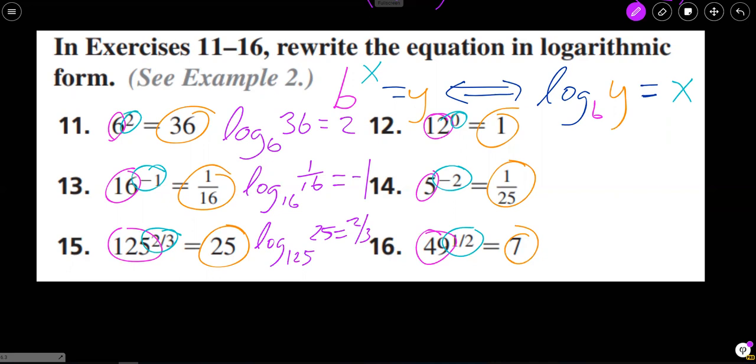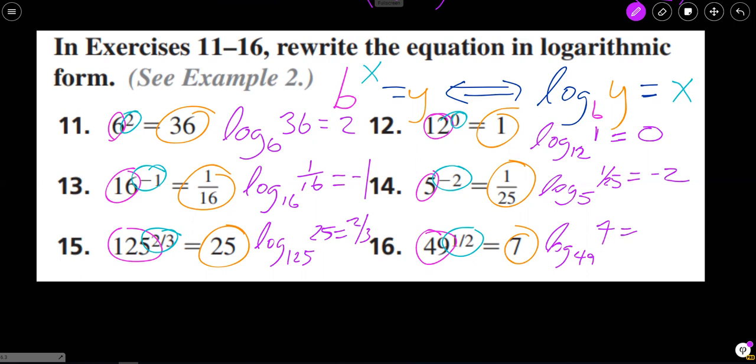And then over on the right side here, 12 to the 0 power, that's going to be log base 12 of 1. So 12 to what power equals 1? Well, that's going to be 0. 5 to the negative 2 is equal to 1/25. That's just going to be log base 5 of 1/25 equals negative 2. And then finally, log base 49 of 7 equals 1/2. Or in other words, 49 to the 1/2 power equals 7.